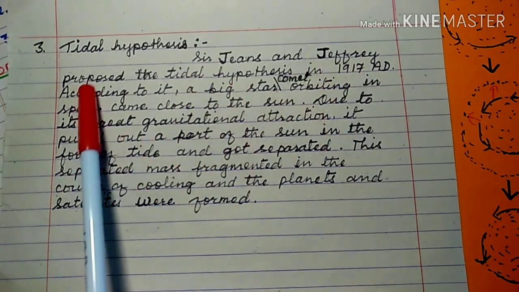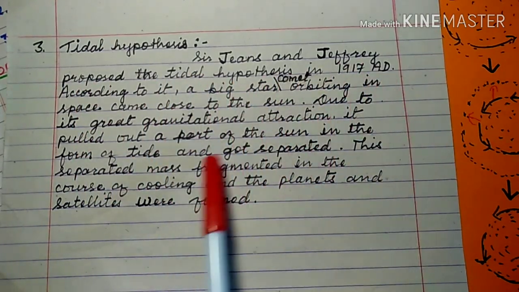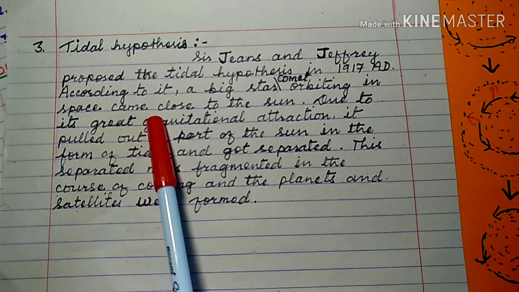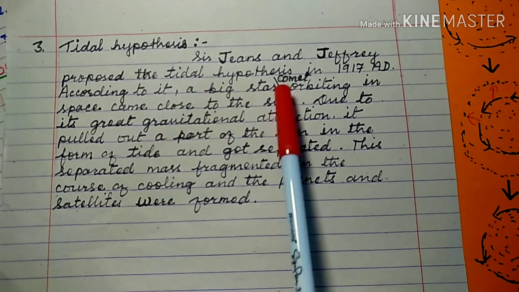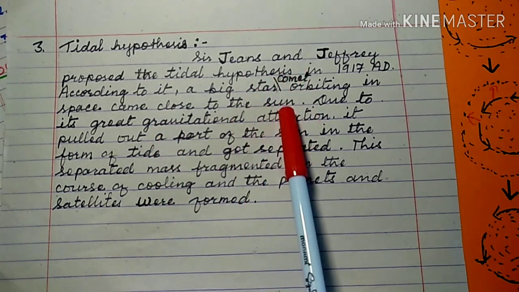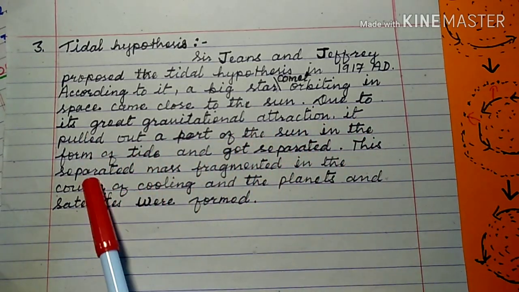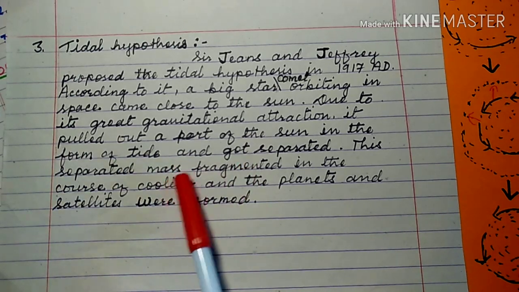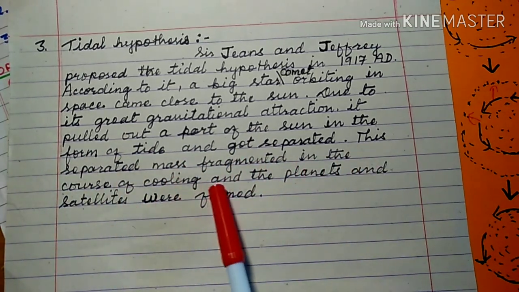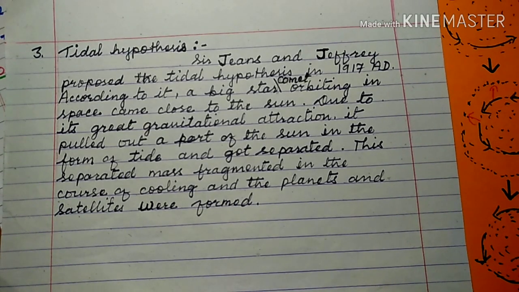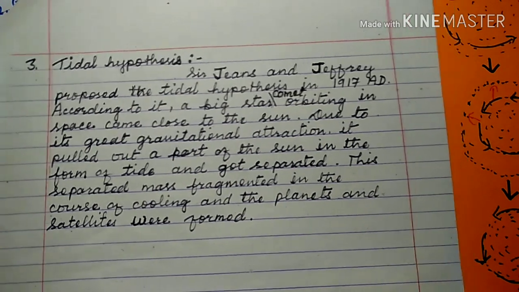And the third one is tidal hypothesis. Sir Jeans and Jeffrey proposed the tidal hypothesis in 1917 AD. According to it, a big star or the comet orbiting in the space came close to the sun. Here you can write comet, because it is comet in your book. Due to its great gravitational attraction, it pulled out a part of the sun in the form of tide and got separated. This separated mass fragmented in the course of cooling, and the planets and the satellites were formed. So this is tidal hypothesis. With this we finish this part. We are going to do geological time scale and fossils in the later part.